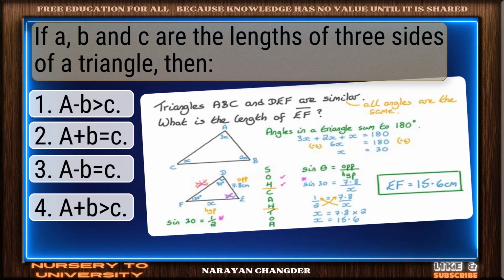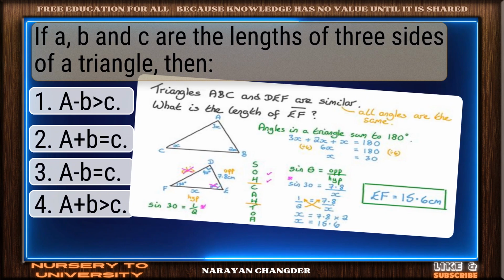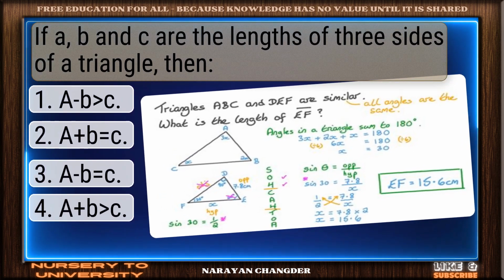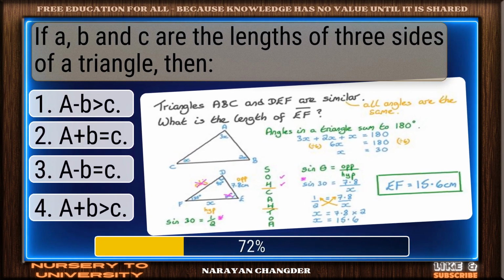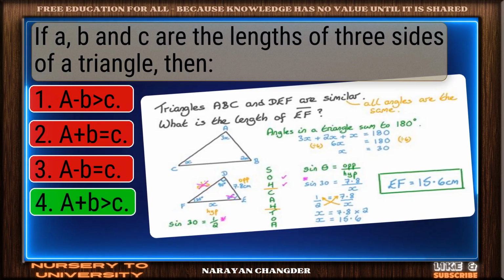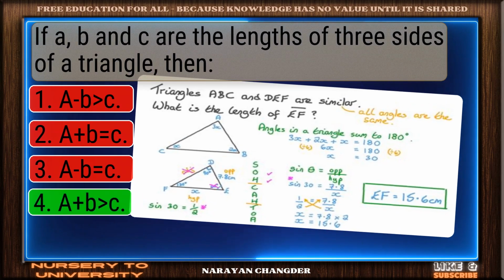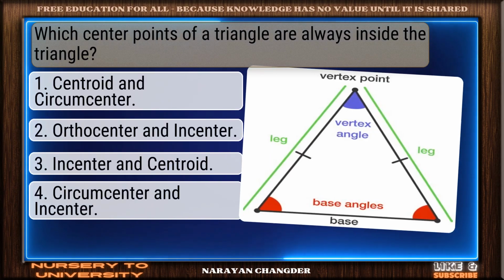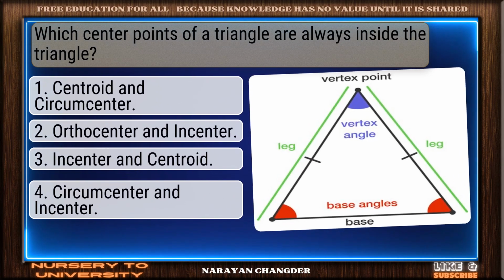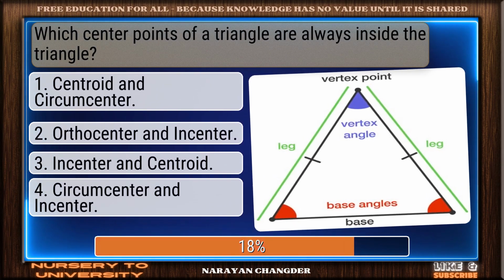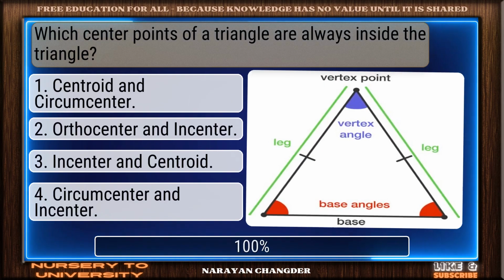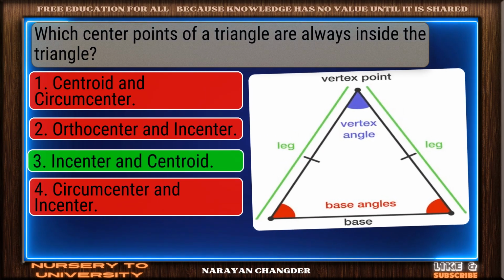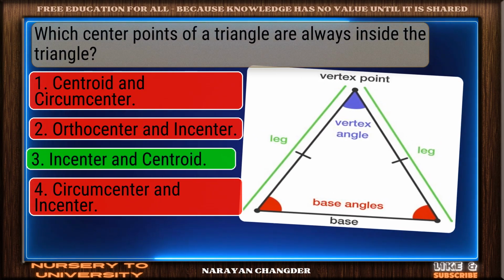Question number 38. If a, b, and c are the lengths of three sides of a triangle, then... Exactly. a plus b greater than c makes sense, and it is the right choice. Question number 39. Which center points of a triangle are always inside the triangle? Right choice. Incenter and centroid is the best answer.